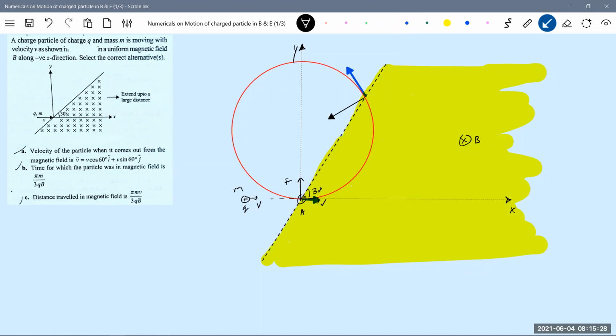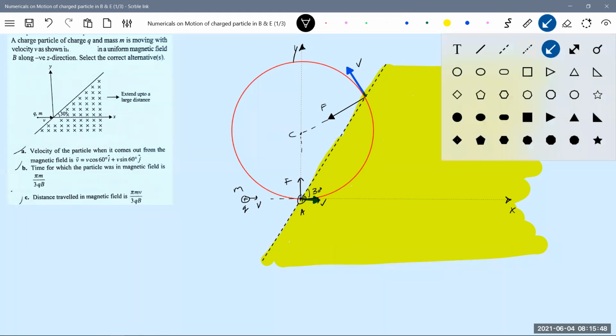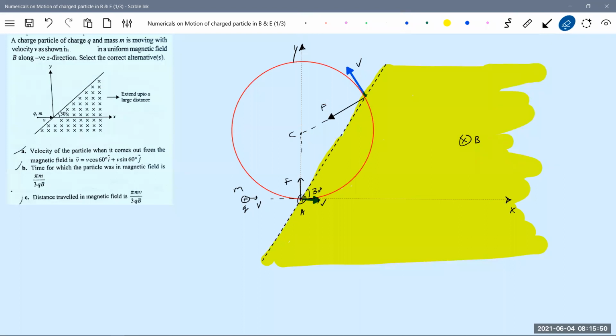Now we'll get into this one. This should be the center of the circle. It is a rough diagram, may not be exact. Now let's get into the mathematics. There's a method of predicting. Now it will not move in a circular path after leaving the magnetic field. Hope everyone is able to understand.